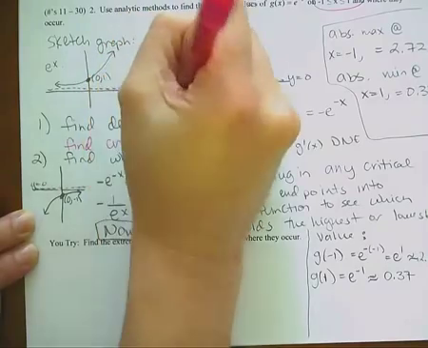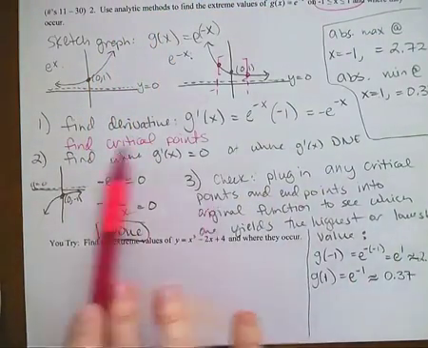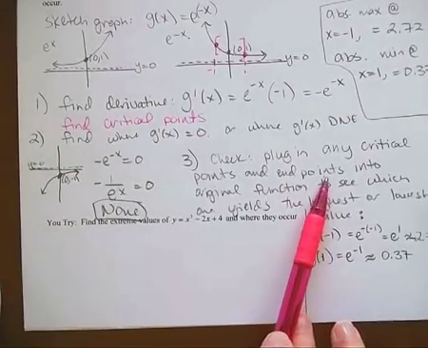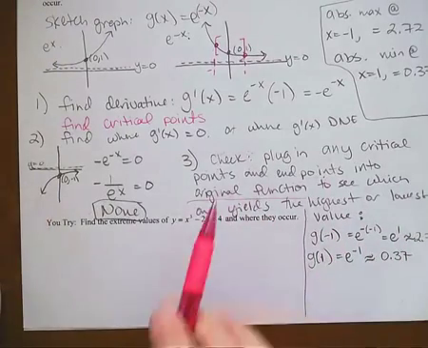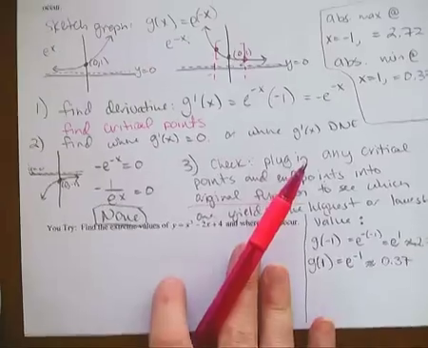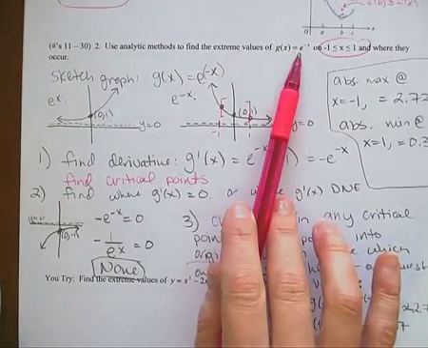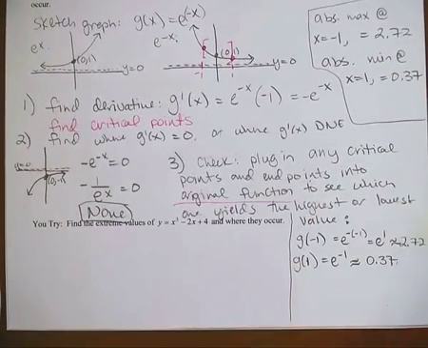And then step 3 is you plug in any critical points you may have found in step 2, as well as any endpoints if they exist, into the original function, because I want to see the extreme values of the original function. I want to see when these y values are at their highest or their lowest. So you plug it into that and you see which one's higher or lower. So now I'd like you to try with this example here.